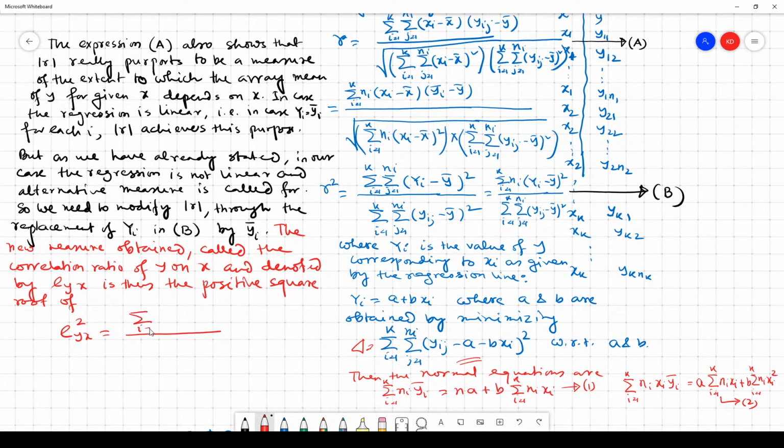sum over i from 1 to k of ni. Just think about this: capital Yi is replaced by small yi bar, minus small y bar whole square, divided by the total variation, this part, sum over i from 1 to k, j from 1 to ni of (yij minus y bar) whole square. So the root of these values is the correlation ratio. Okay.